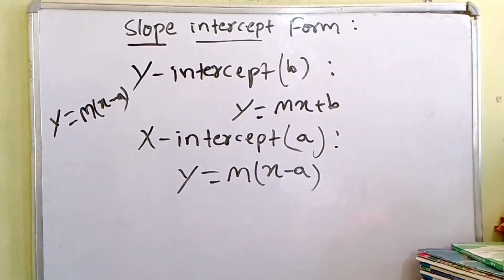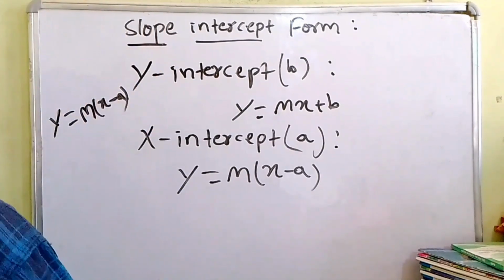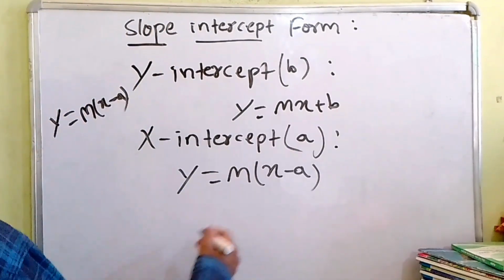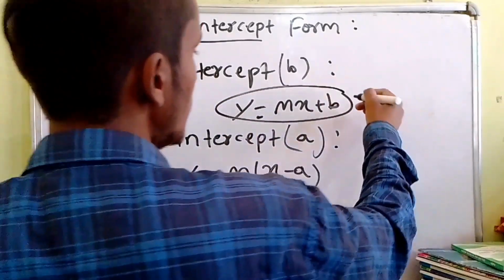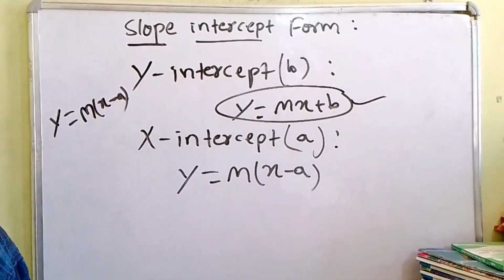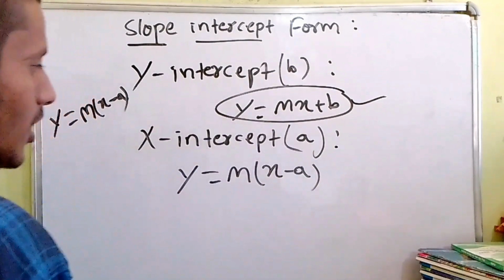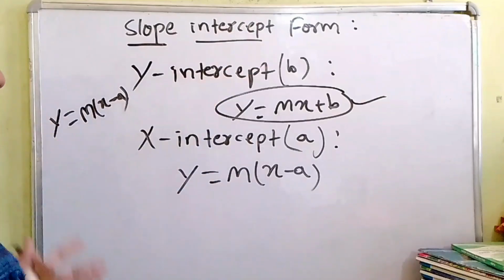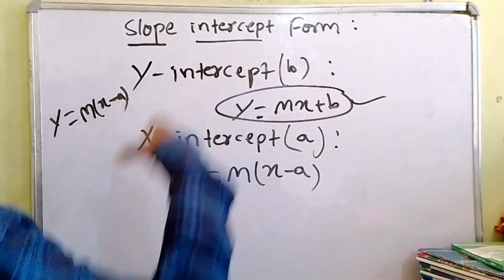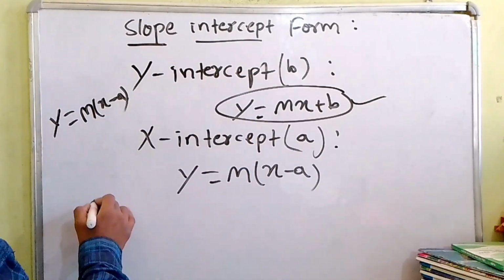Okay, so now it's time to give you some examples. But the most popular is this one. Remember this, okay? The mostly used is this one, using the y-intercept. You may also have the x-intercept given to find the equations. Sometimes, but mostly y-intercept. And let's give you some examples.